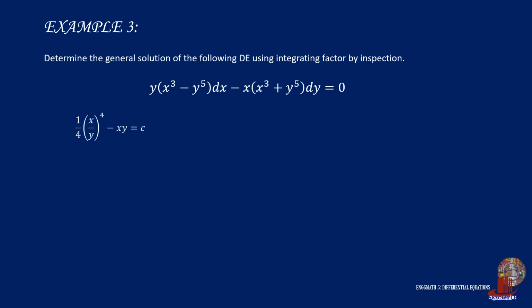The last step is to simplify the equation by eliminating the denominator, so multiply 4y to the fourth power to the whole equation to get x to the fourth power minus 4xy to the fifth power is equal to c times y to the fourth power, which can also be written as x times the quantity x cubed minus 4y to the fifth power is equal to cy to the fourth power. And this is the general solution for the differential equation.